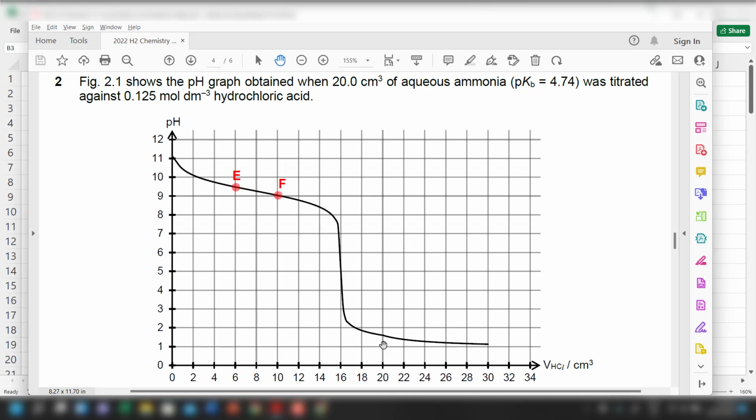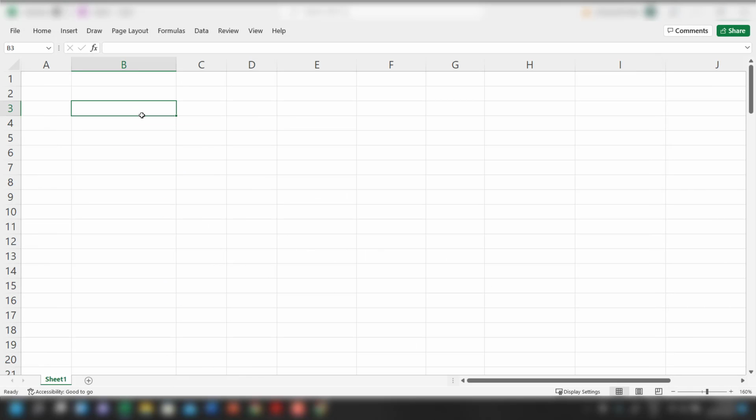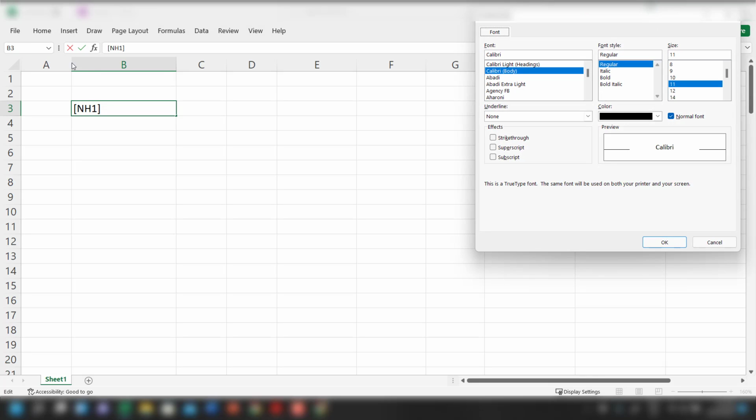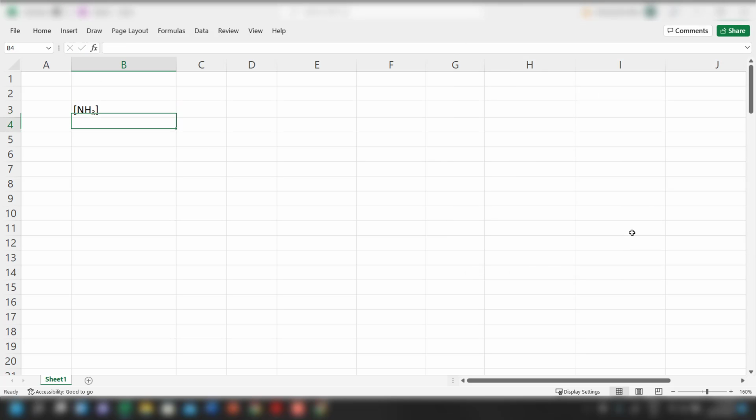Of course, before you do it, you need to have some predetermined concentration of aqueous ammonia and hydrochloric acid in mind, so that you can work it out quite easily. So first of all, we'll begin by having the concentration of ammonia. In our case here, I've used 0.100 moles per dm cube. So I'm just going to type it in, 0.100.